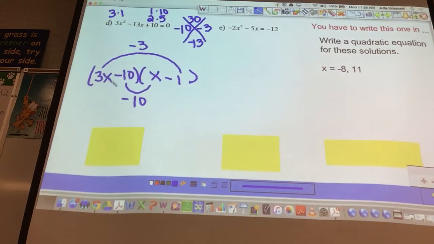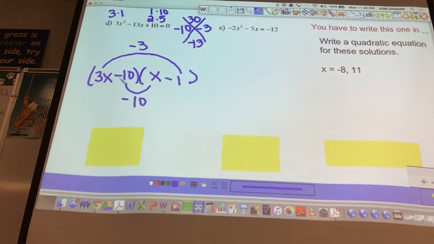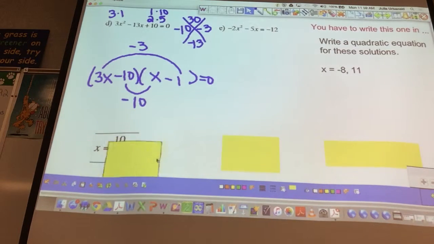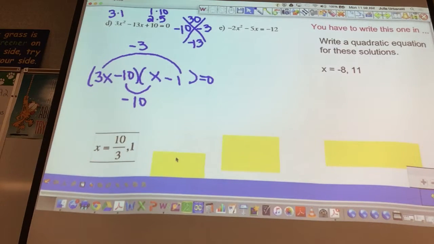Can you tell me what this is going to be? Positive 10 over what? Positive 10 over 3. And what's this one going to be? 1. Whoops, I forgot my equals. Is it just 1? Just 1. Why is it over 3?